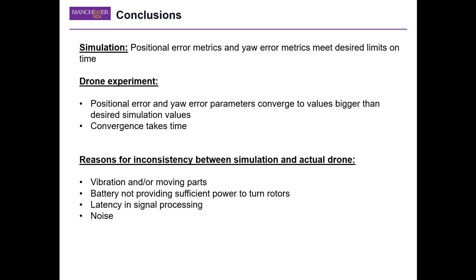Possible reasons include vibration. The chassis of the drone may vibrate, or the battery could be sliding, causing stabilization problems. Lower battery charge can cause the rotors to turn slowly. Intensive signal processing introduces latency. Real world contains noise, so the sensor data that's used is not ideal, and this can also influence the controller.